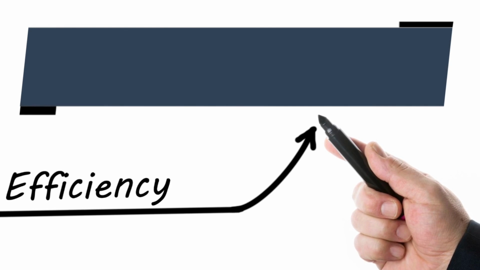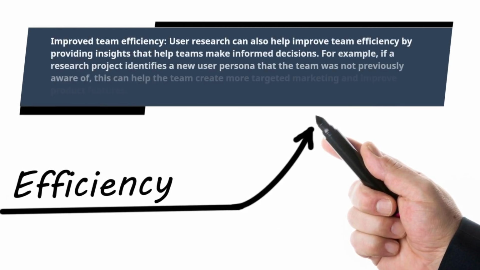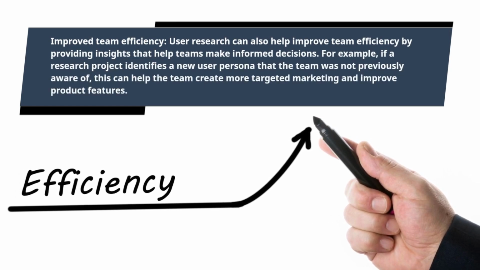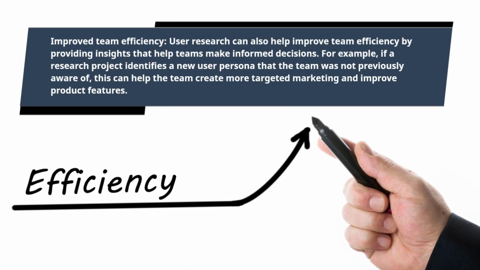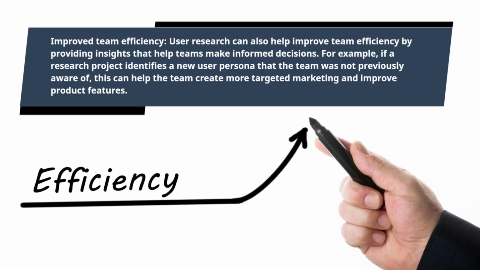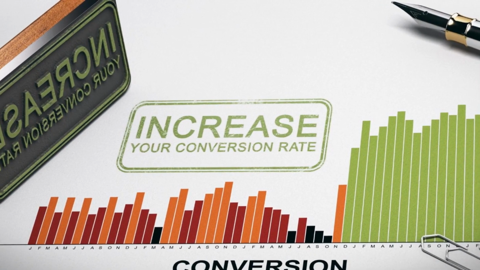Improve team efficiency. User research can also help improve team efficiency by providing insights that help teams make informed decisions. For example, if a research project identifies a new user persona that the team was not previously aware of, this can help the team create more targeted marketing and improve product features. Tracking the number of decisions made based on research findings can help demonstrate the impact of research on team efficiency.